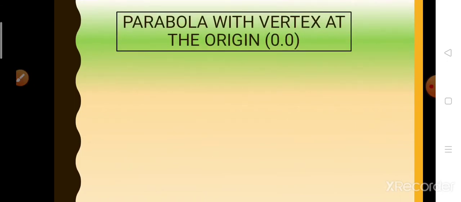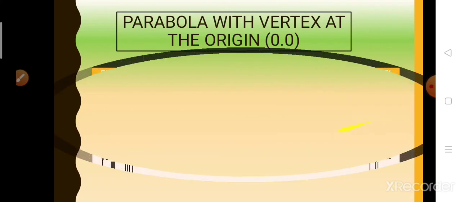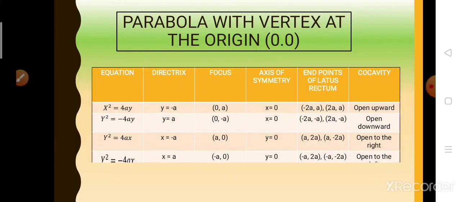Parabola with vertex at the origin (0, 0). So these are the properties of a parabola when its vertex is at (0, 0), or at the origin of the graph. So we have the equation, directrix, focus, axis of symmetry, endpoints of the latus rectum, and the concavity.